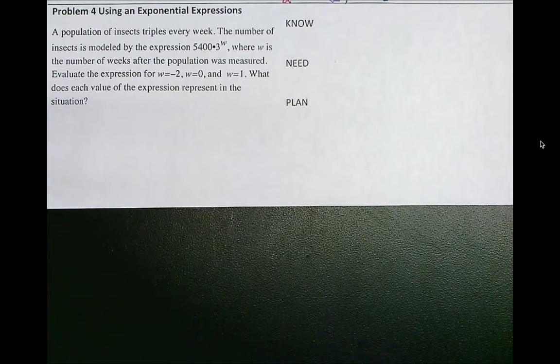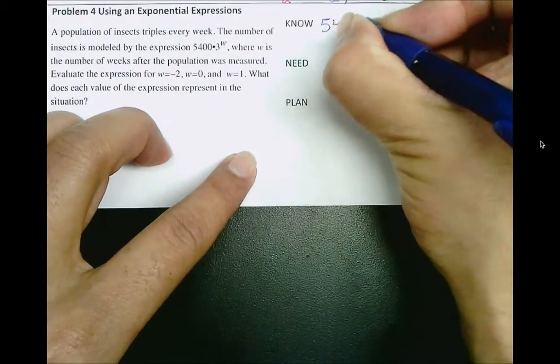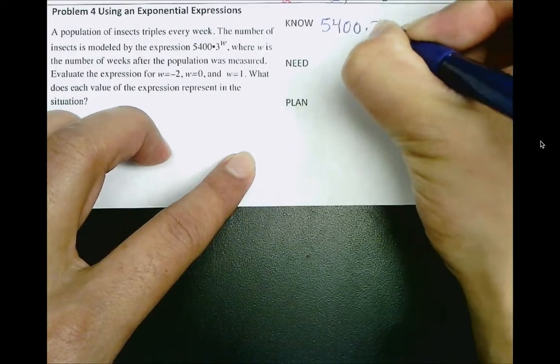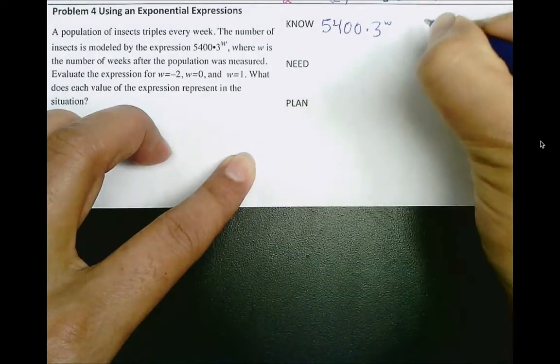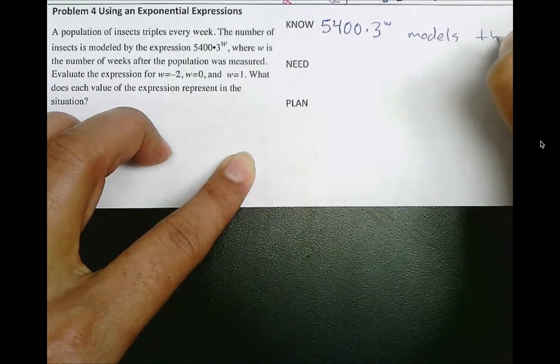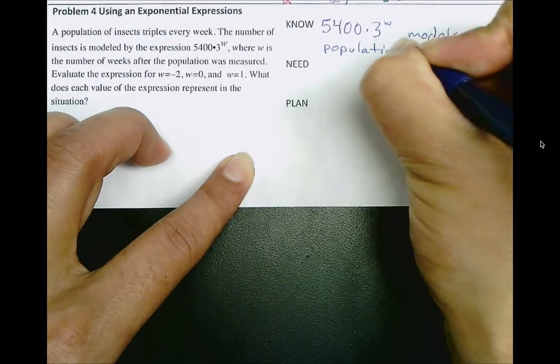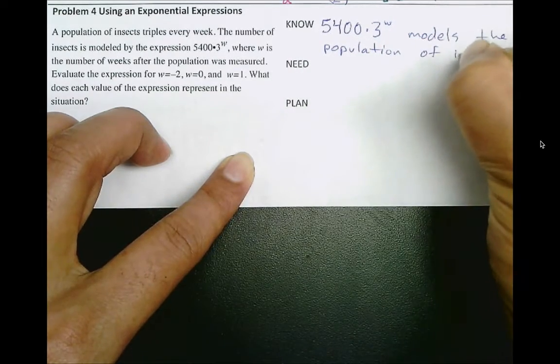Evaluate the expression for w equals -2, w equals 0, and w equals 1. What does each value of the expression represent in this situation? So now, let's start with what we know. We know that 5,400 times 3 to the power of w models, in other words, represents the population of insects.